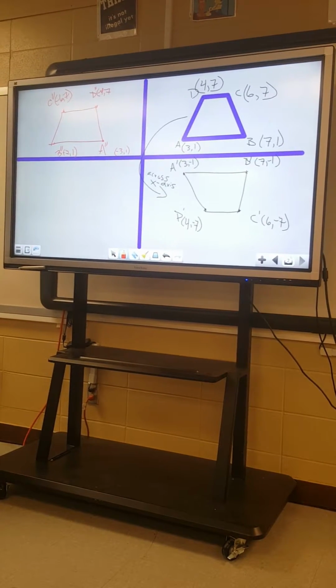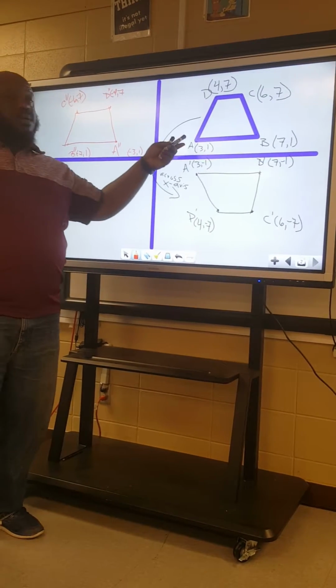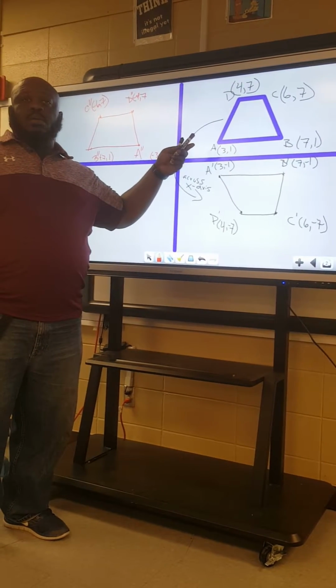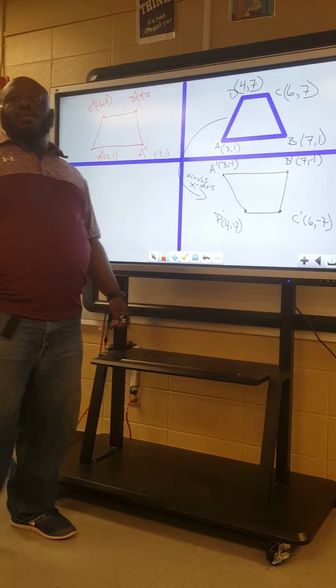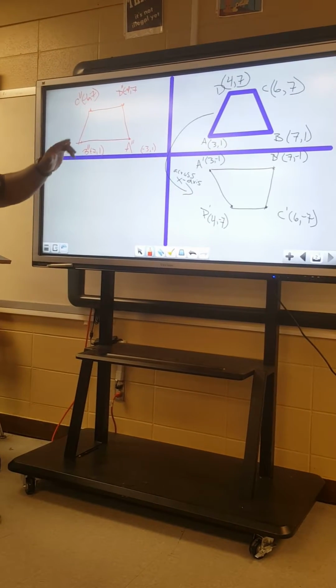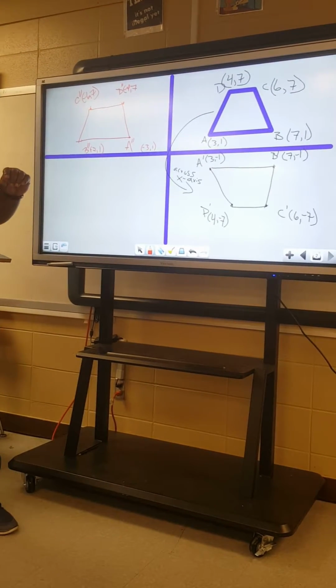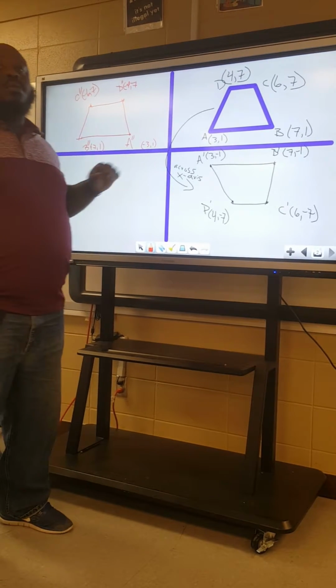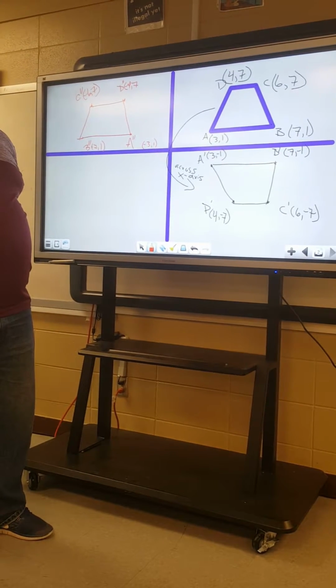Translation moves where it is on the ground. A and D are closest to the y-axis, so when you slide it across, it'll be the furthest from the y-axis on the other side. And with reflection, you flip it. So basically, on translation, you don't flip it, you just slide it. And on reflection, you flip it.